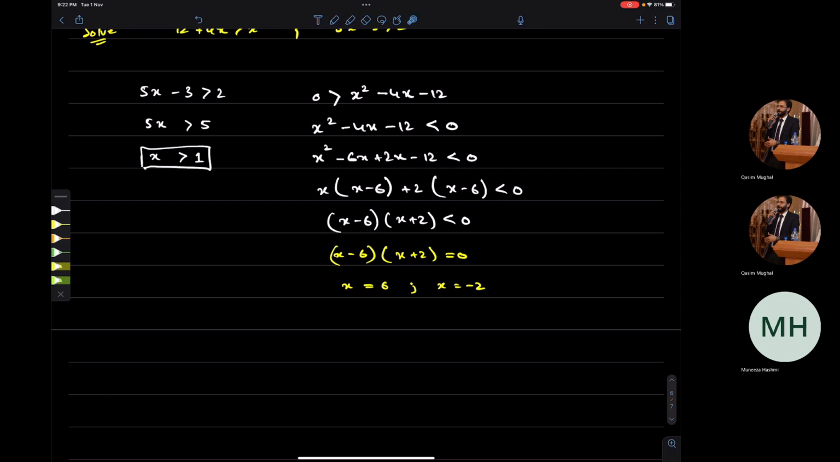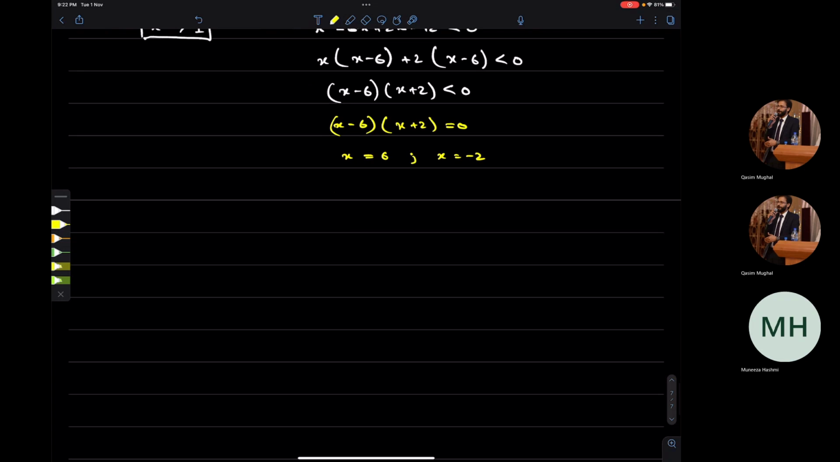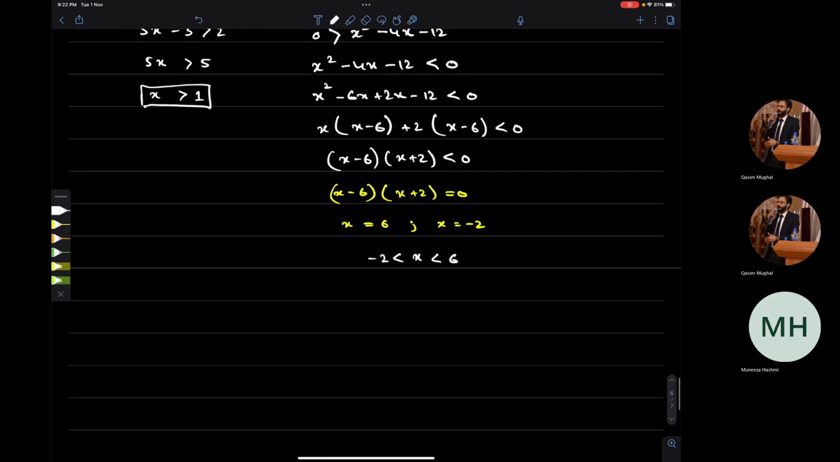And the solution is 6 and minus 2. Now this was a case of less than, so the solution is going to be between the two roots. So I'm going to put x in the middle, and the solution is going to be x is greater than negative 2 and less than 6.